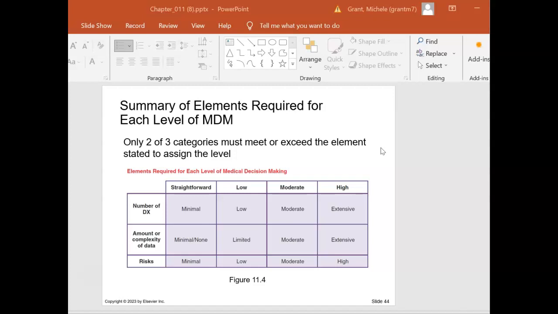Not all the time. A lot of times your doctor is going to tell you what level of MDM, or they're going to give you the time component. But if you have to, as a coder, figure it out, this is what you're going to go from.